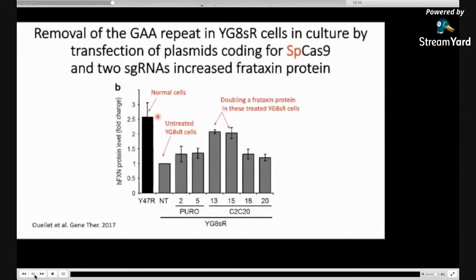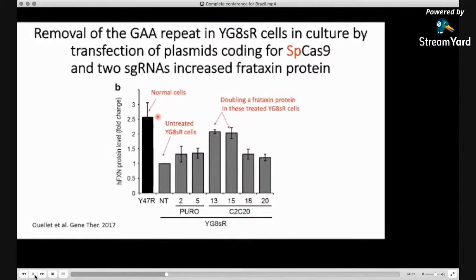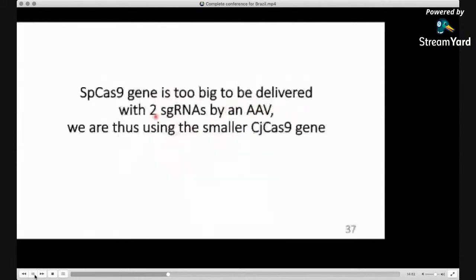Indeed, the removal of the trinucleotide repeat in cells of the YG8-SR mouse model of Friedreich ataxia doubled the expression of frataxin compared to the untreated cells and raised the expression of frataxin to almost the normal level.